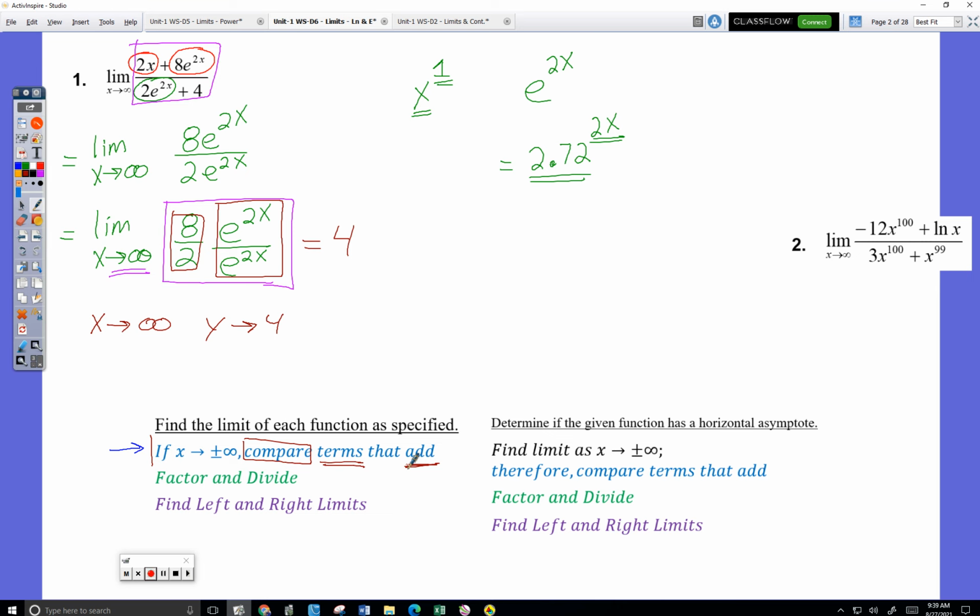I need you to remember something. We just found that the value of this limit is 4. But we also found something else. And in pretty much all past years, it's been a real struggle for students to recognize what else we have found. Who knows what else we found?